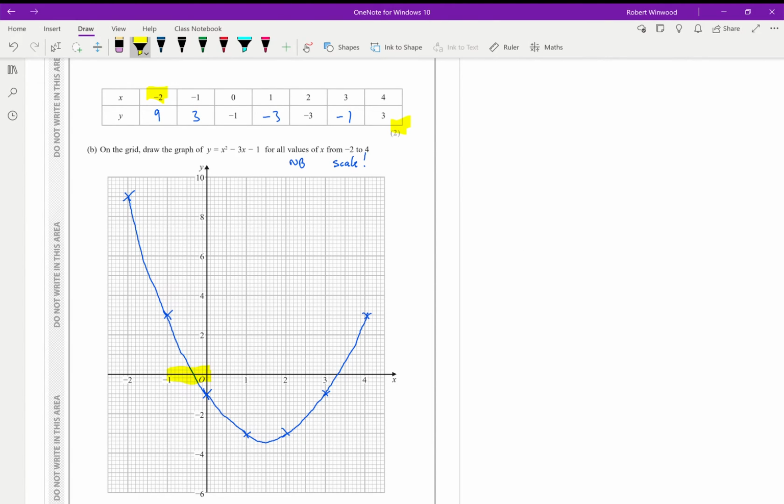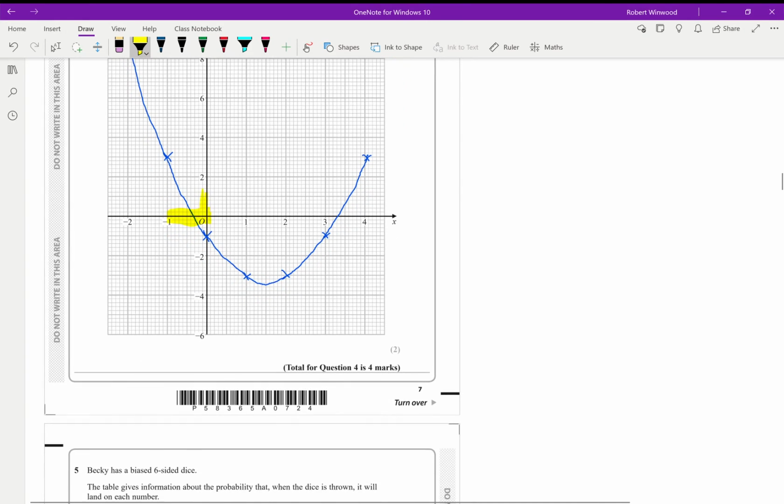So 2 squares makes up 1 unit on the x-axis, whereas 1 big square makes up 1 unit on the y-axis. So plot your graph, being careful of the scale. Make sure you get all the points as accurately as you can. Join the graph up with a smooth curve which must go through every one of your points.